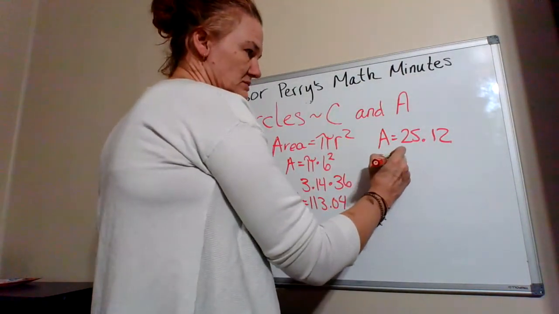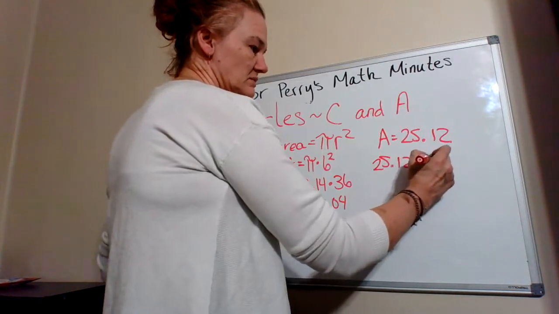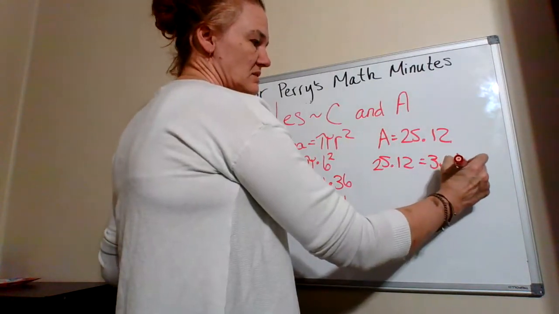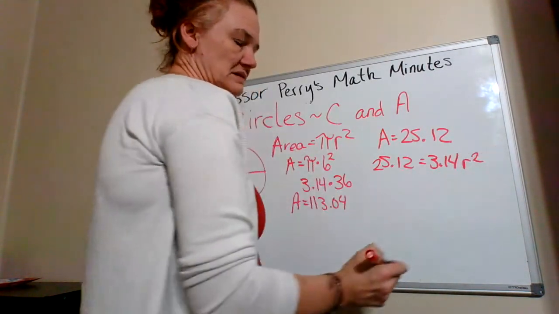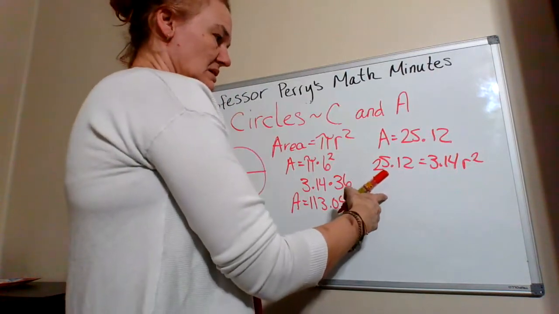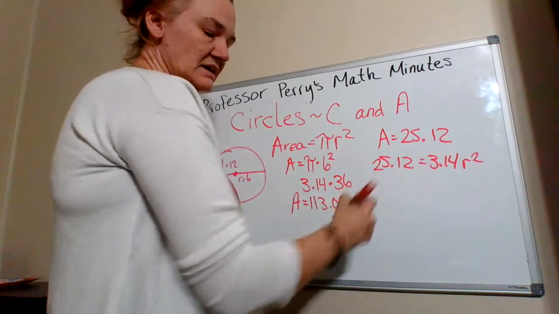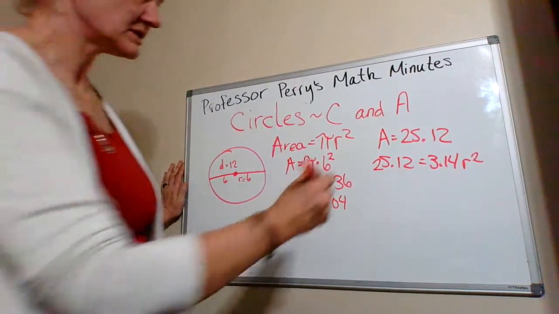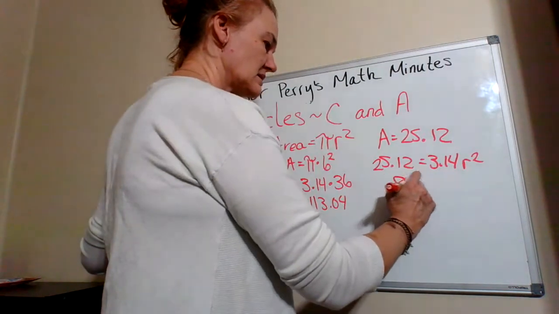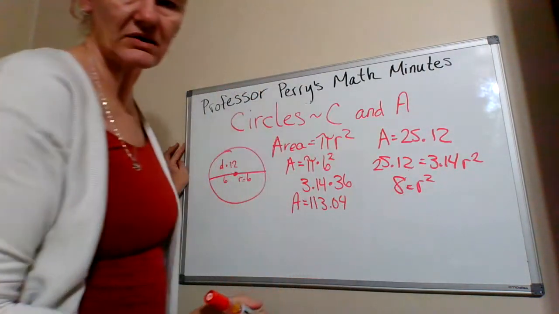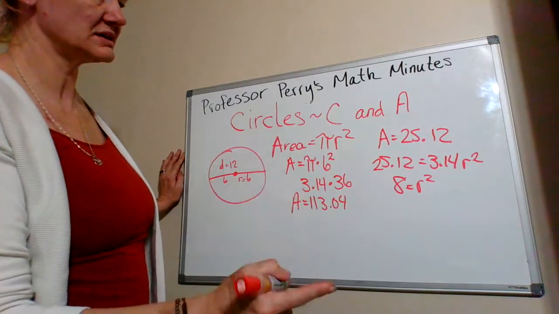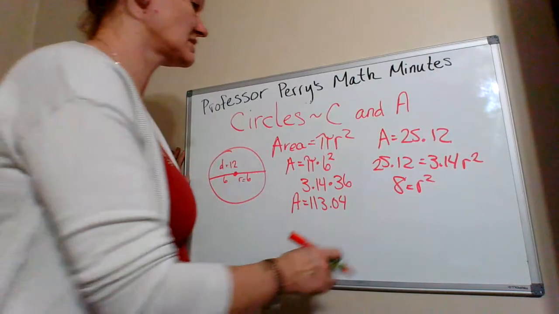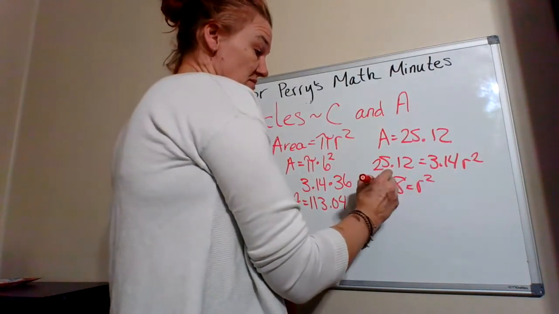So I would go 25.12 equals 3.14 times r squared. Okay? So divide. You get 8. Now you can't have r squared. We need to figure out what r is. Again, you cannot divide by 2. That does not work. You have to take the square root.